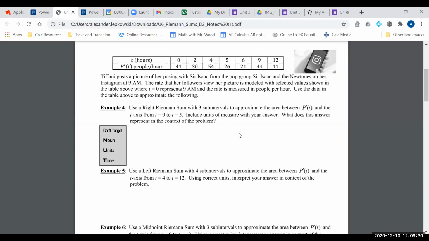For the first one, it says, use a right Riemann sum with 3 subintervals to approximate the area between p prime of t and the t-axis from t equals 0 to t equals 5. Include units of measure with your answer. What does this answer represent in the context of the problem?